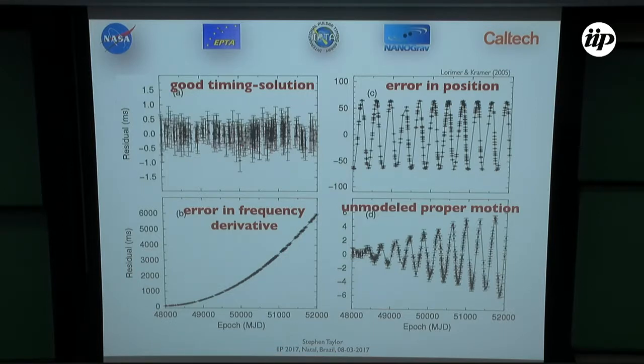But if we've made some error in the position of the pulsar, then you'll get some yearly periodic fluctuations. If you've made some error in the frequency derivative, then you're going to get a quadratic feature in your timing residuals. And if you have some proper motion of the pulsar and you don't fit that correctly, you're going to get this expanding sine wave envelope. So the goal here is to get a very good timing solution initially, and then we're going to search within these small fluctuations for the presence of any gravitational waves.